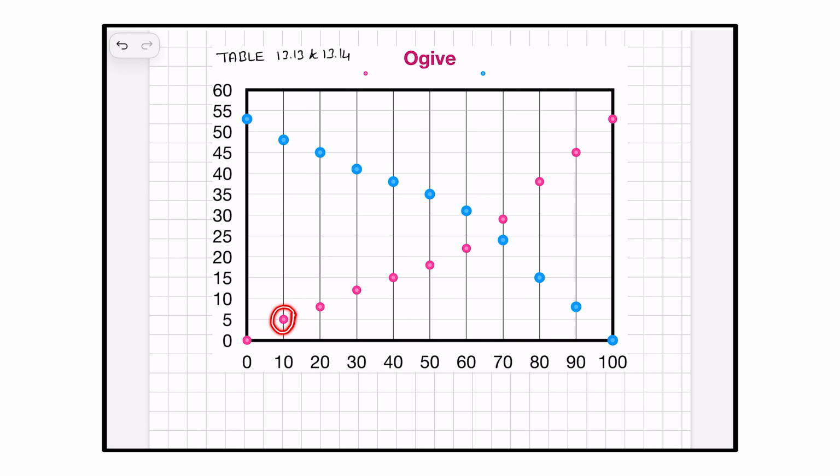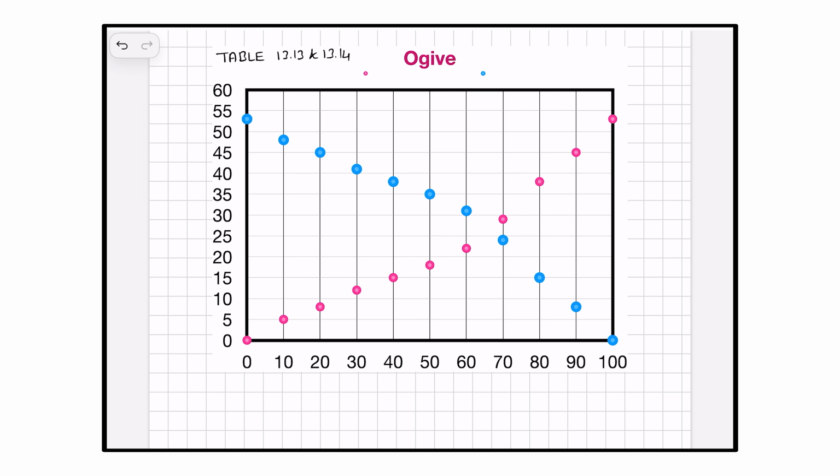Okay, and the last point is marks obtained less than 100. We have 53 students and that is this point. Okay, if we show here, it will come somewhere around 53. Fine. And from the more than type, you can see that more than or equal to 0, we have 53 students. And more than or equal to 90, we have 8 students. Okay, that is this point. That will be somewhere here, 8.